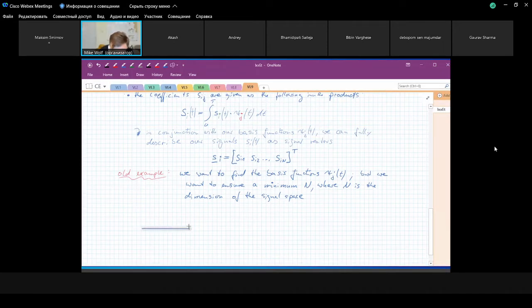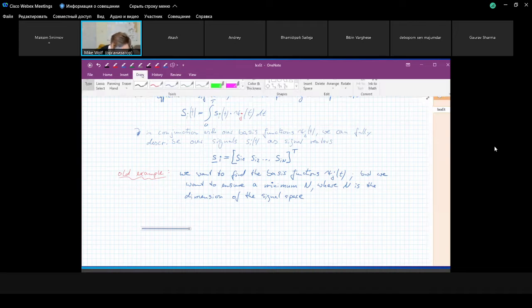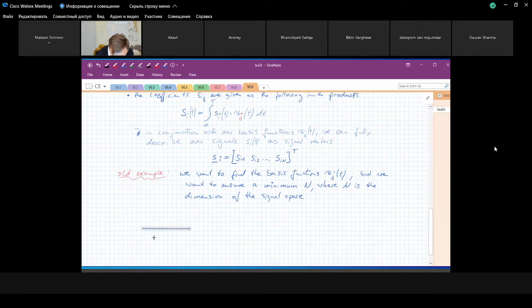So I say I start with the first basis function, and this is this one. And then I draw a second basis function.